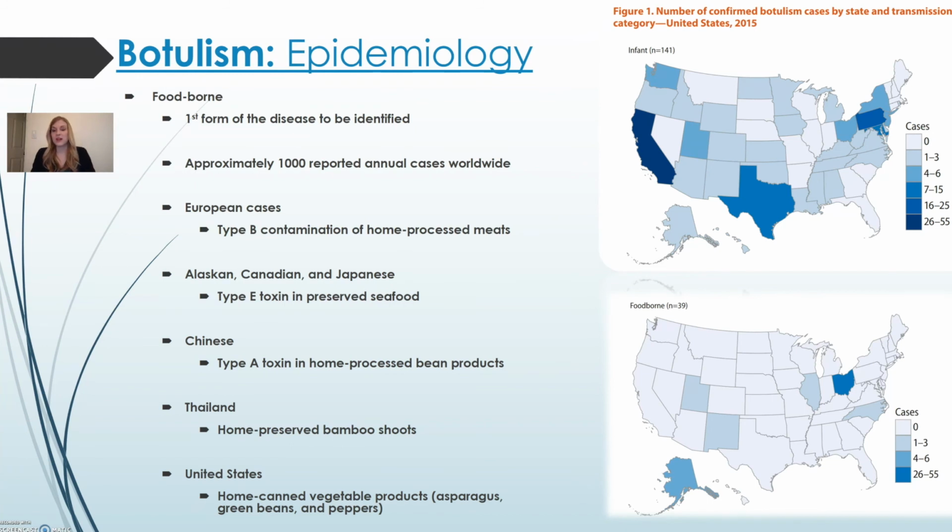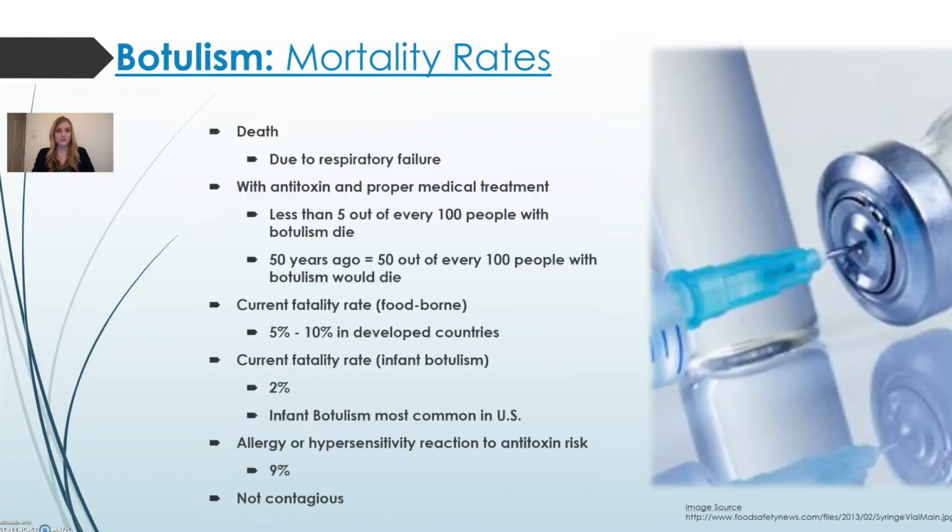On the right-hand side of the screen, you can see the top map is infant botulism cases in 2015, and the bottom map is foodborne botulism cases in 2015, both in the United States. Death from botulism is usually due to respiratory failure. However, with the antitoxin and proper medical treatment, less than 5 out of every 100 people with botulism die now. About 50 years ago, 50 out of every 100 people with botulism would die.